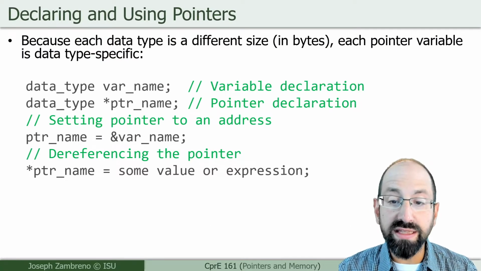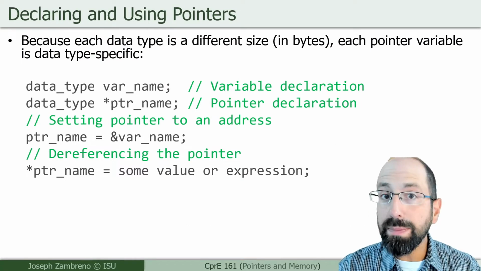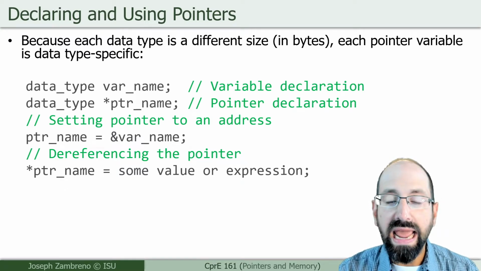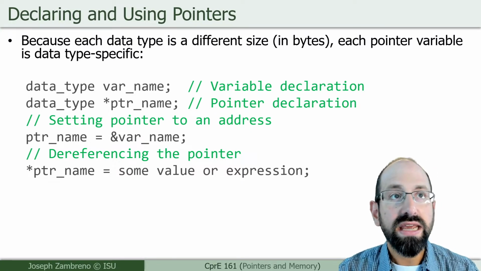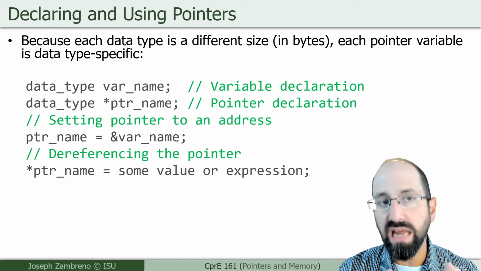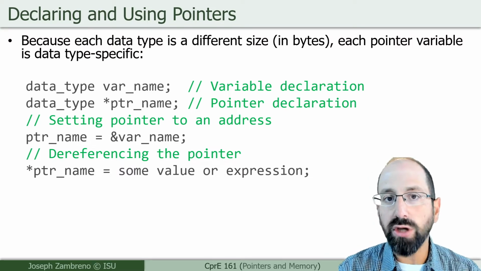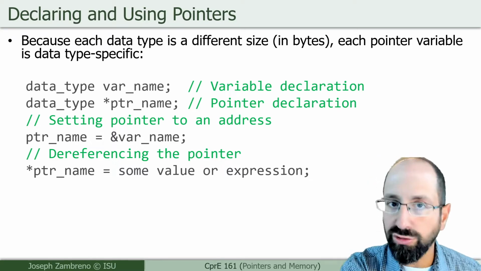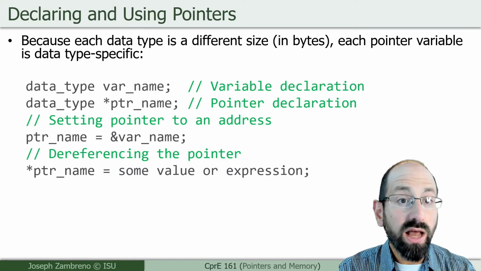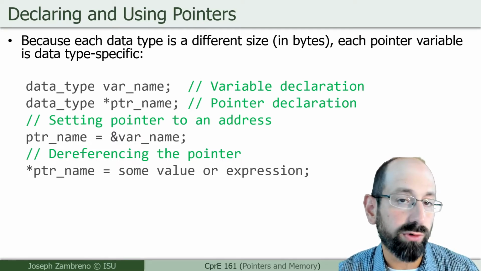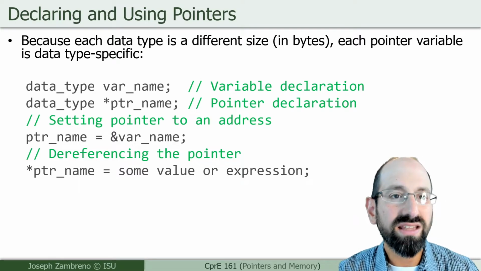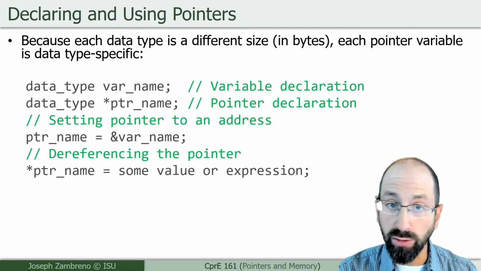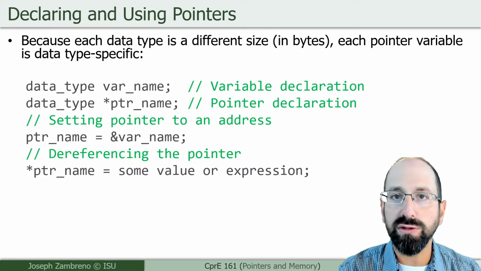I mentioned this briefly, but this is an important point. Your data types in C are all going to be a different size in terms of the number of bytes that they're storing. As a language design decision, each pointer variable is going to be data type specific. So your int pointers are different than your float pointers, different than your double pointers, different than your custom data structure pointers, as we'll see. Because of that, we have to be careful when creating and using our pointers. The compiler will get mad at us pretty quickly if we're sloppy with our types, just like with our regular variable types.